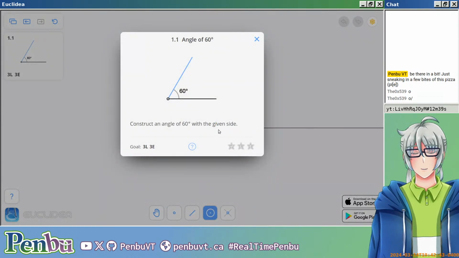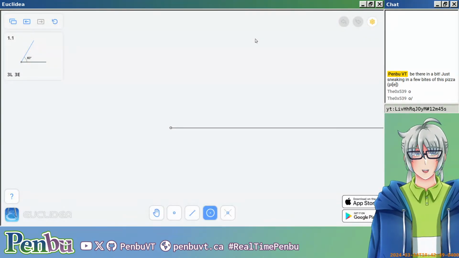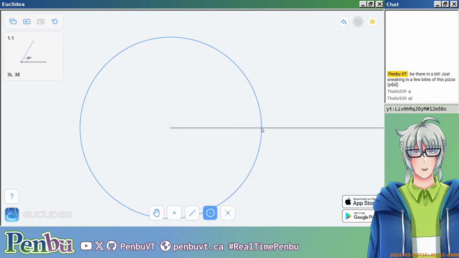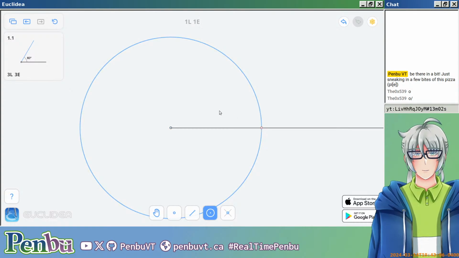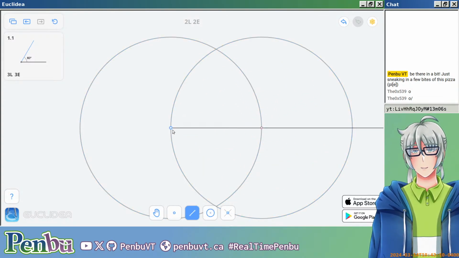Okay, next one. Construct an angle of 60 degrees with a given side. If we remember from the last one, an equilateral triangle has angles of 60 degrees. And if you remember from school, in a triangle, all of its angles add up to 180. And so 180 divided by 3 is 60. And so we can do the same thing, construct an equilateral triangle, but just don't put in one of the sides.